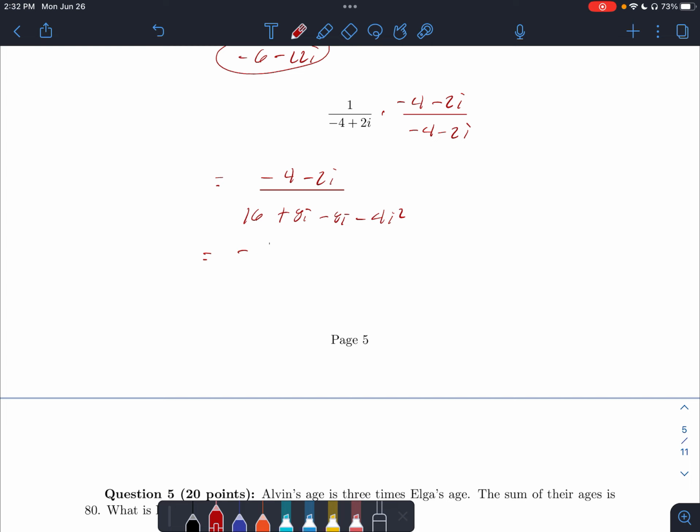So this is really going to be negative 4 minus 2i over, well, these will disappear. So now we have 16 minus 4i squared. But this is really going to be plus 4 because we're really doing negative 4 times a negative 1. So 16 plus 4 should be over 20. Okay? And if we pull a 2 out here, we'll have negative 2 minus i over 2 times 10. These will cancel, and we'll get negative 2 minus i over 10.